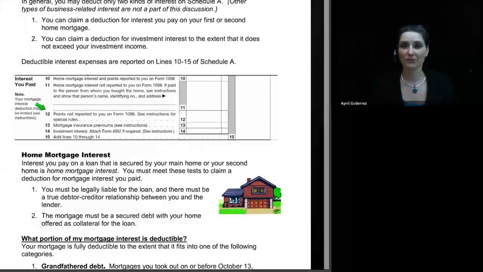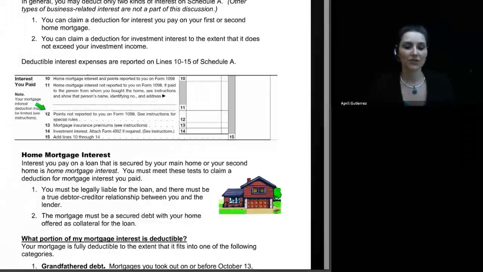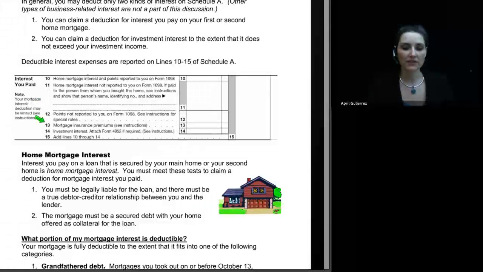But banks that do loans on travel trailers don't send out 1098s. So in that situation, I would be entering the name, address, and identification number of the bank to which that money was paid. Line 12 says points not reported to you on Form 1098.